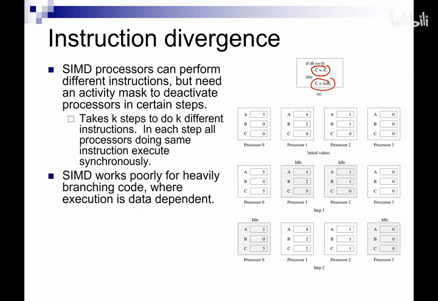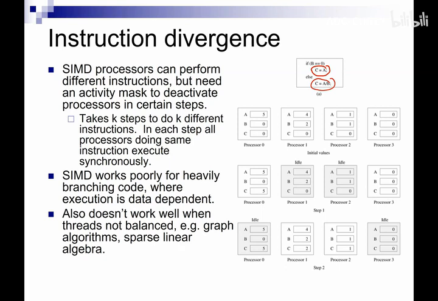This situation where you have different instructions done by different processors is called branch or instruction divergence. Here we have two-way divergence because we have 2 different branches that we can take. But if you have k different branches that the processors need to take, then instead of taking 2 time steps, you would need to take k different time steps. So SIMD processors are not good when you have this instruction divergence. Sometimes when you have code which is heavily data dependent, you will have lots of branching. And in those situations, you may not want to use SIMD processors.